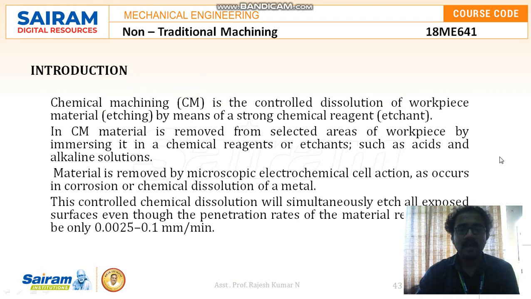So basically, chemical machining is the controlled dissolution of workpiece materials. We can call it an etching process by means of a strong chemical reagent, which we call an etchant. In chemical machining, material is removed from the selected area of the workpiece by immersing it in chemical reagents or etchants, such as acids and alkaline solutions. We are all very much aware of these chemically reactive acids. Normally, we are well aware of their acidic properties.